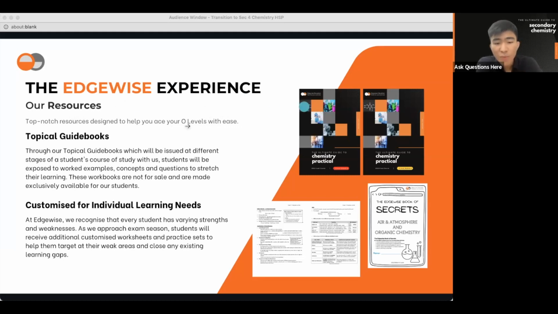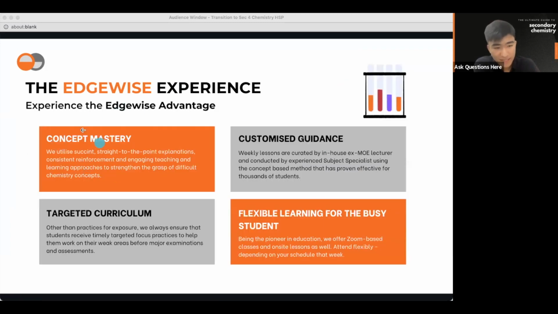So you can see over here that we have our chemistry practical guidebooks, and we have our Edgewise books of secrets that we always hand to our students when we are embarking on the chapter together. So what is our four-prong approach for our lessons? It is the Edgewise advantage. I'm going to share this with you. There is concept mastery, customized guidance, targeted curriculum, and flexible learning.